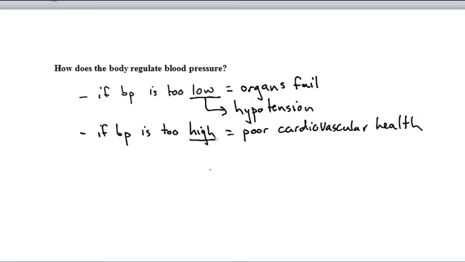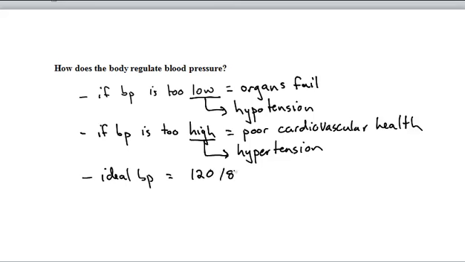But if it's too high, it's called hypertension. And our body is trying to maintain homeostasis, ideal blood pressure, which is approximately 120 over 80. Systolic over diastolic. So let's take a look at how our body actually does this.